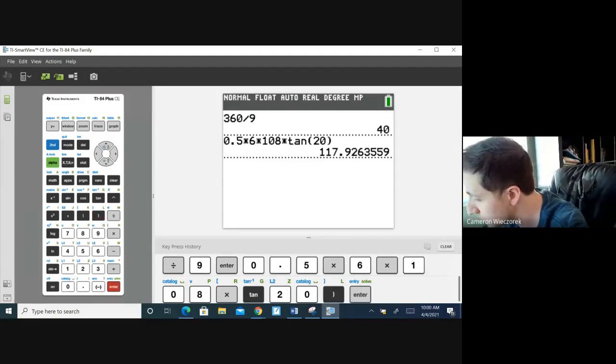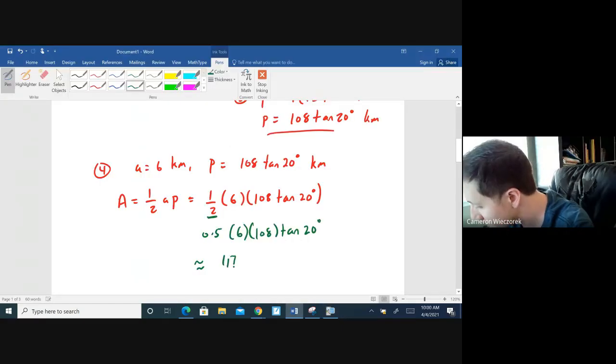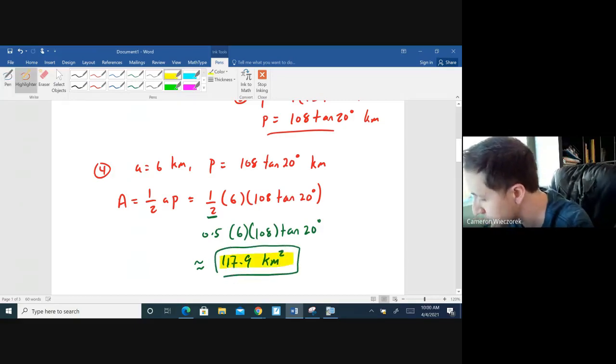So 0.5 times 6 times 108 times, hit the tangent button, and then put 20 degrees in, close the parenthesis. You should get 117.9. It's going to stay a 9 because if you look to the right, there's a 2. If it's 5 or higher, we would round it up to 118, but if it's less than 5, we're going to keep it as 0.9. And our units would be kilometers squared since we're dealing with an area. Okay, so that covers the first problem.